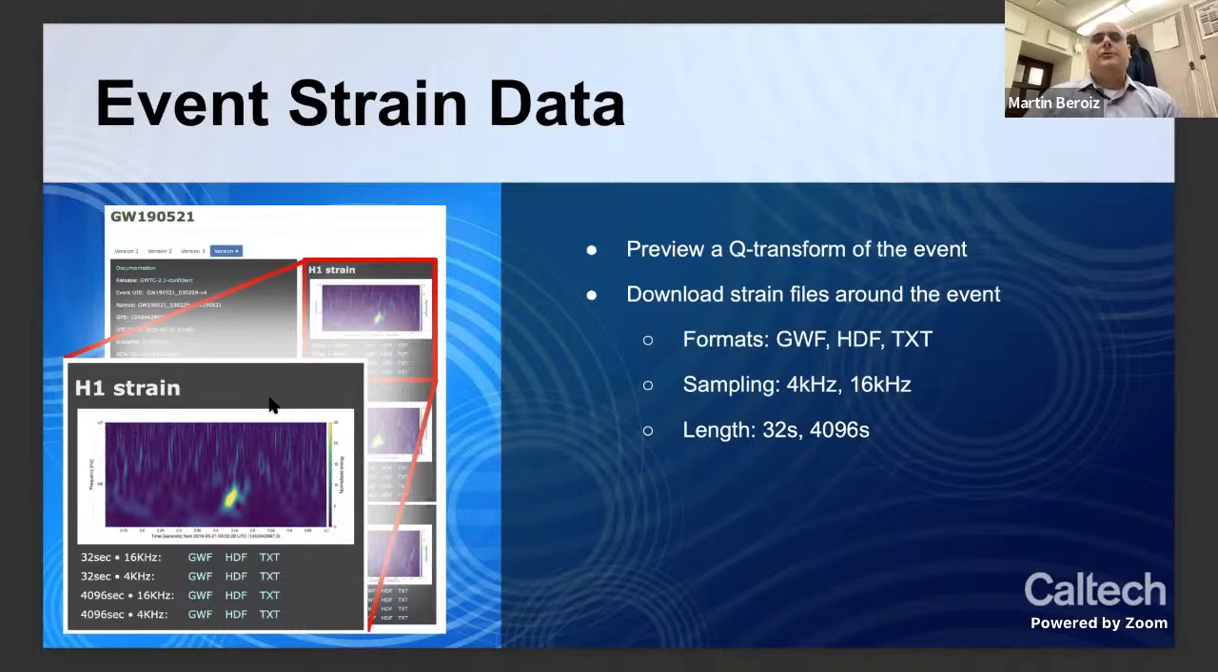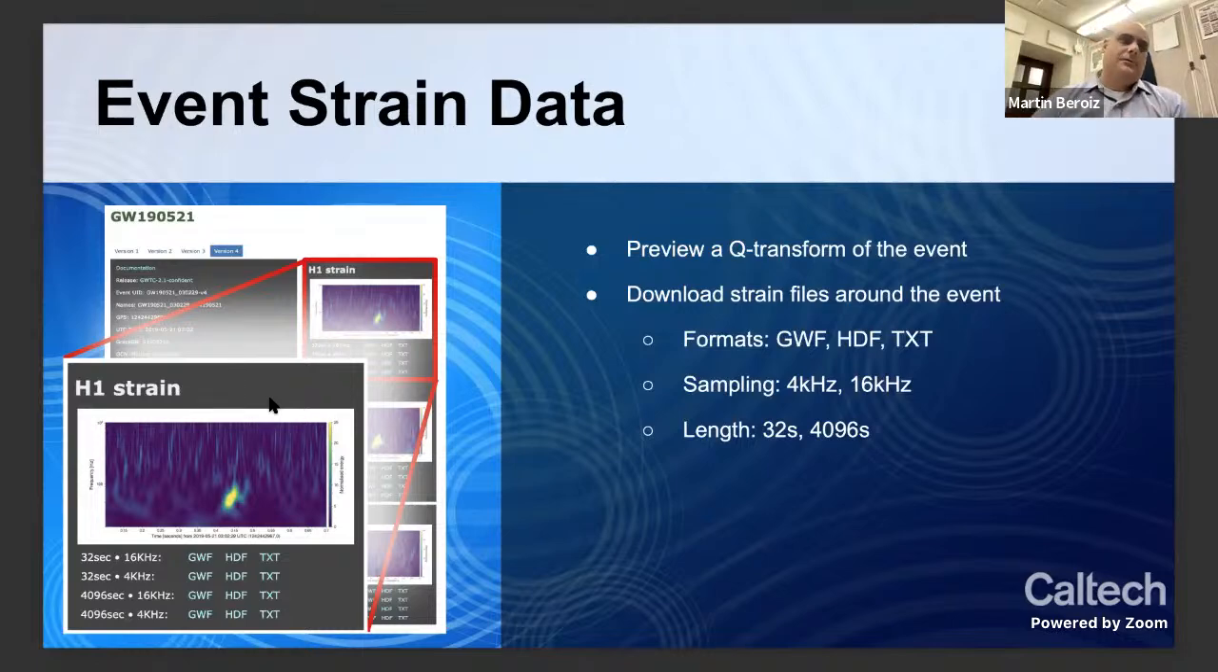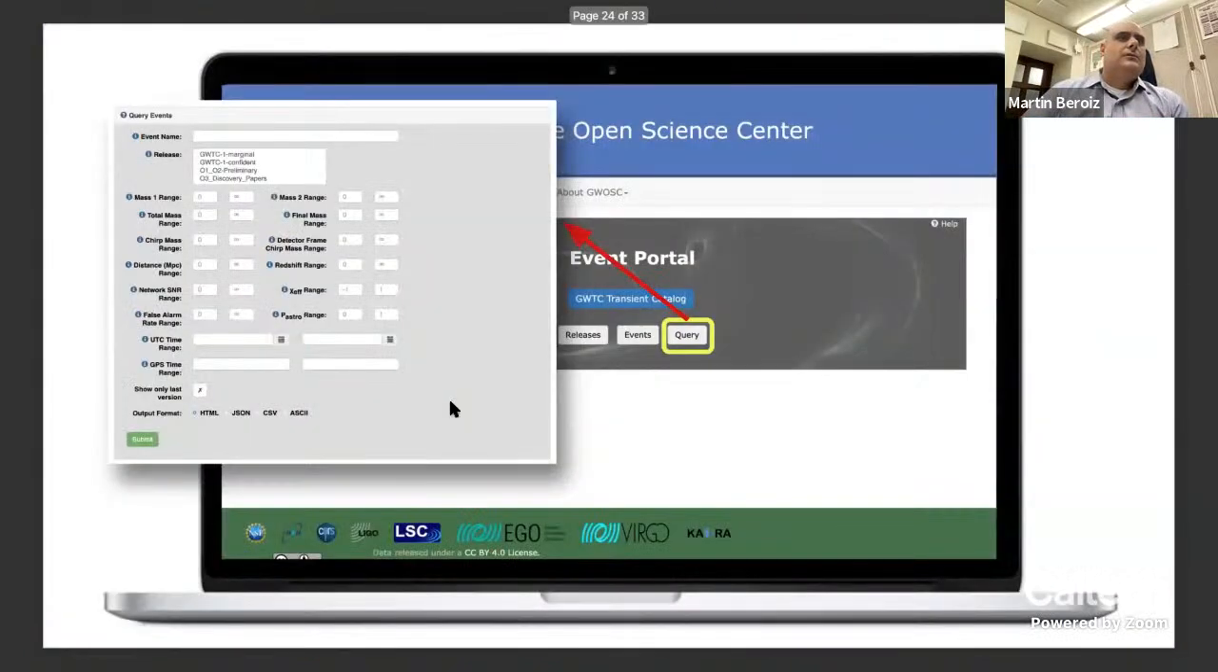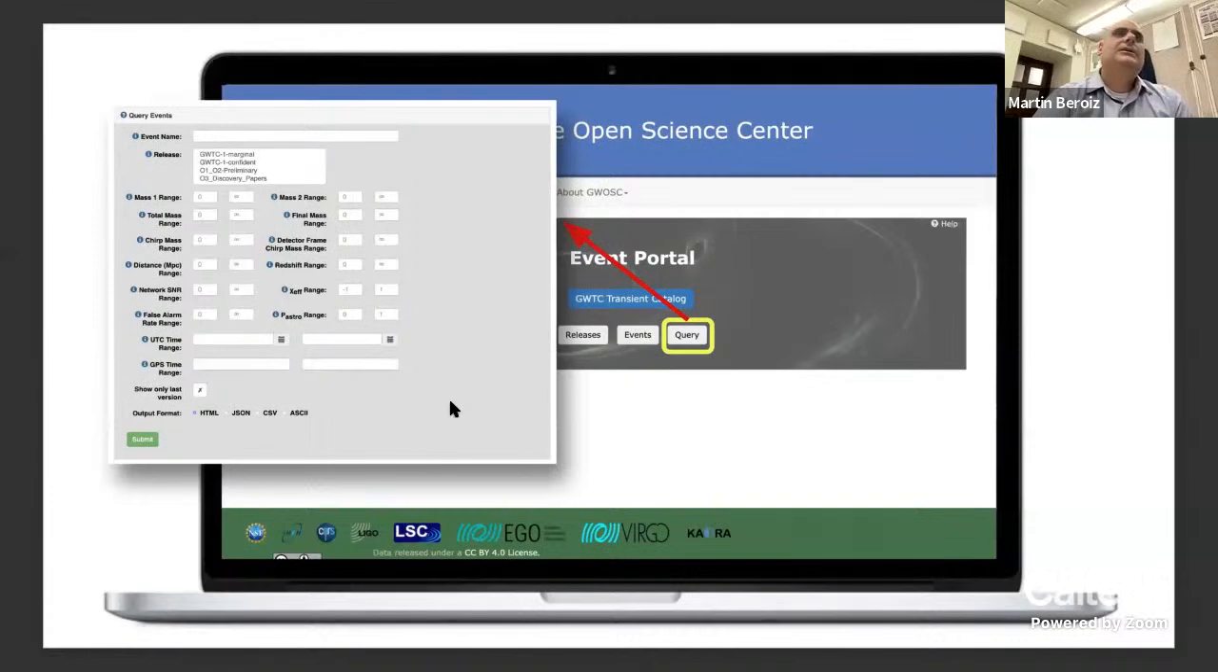And you can find it in 4 kilohertz sampling rate or 16 kilohertz and in 32-second window or 4,000-second window around the event. So plenty of different options depending on your needs. And lastly, on the event portal, we have this handy query form in which if you have a specific type of search that you're interested in, that you want to constrain the parameters somehow, you can do it through this query page.